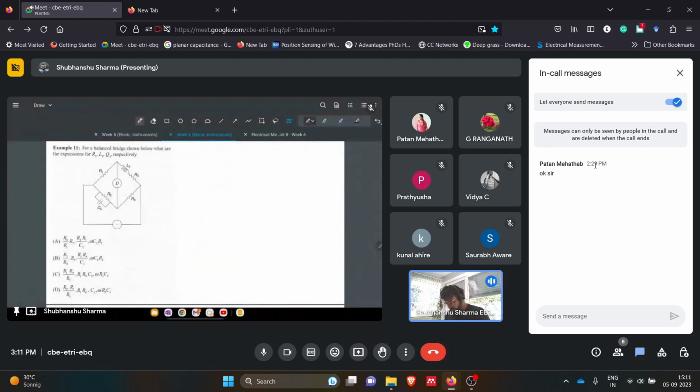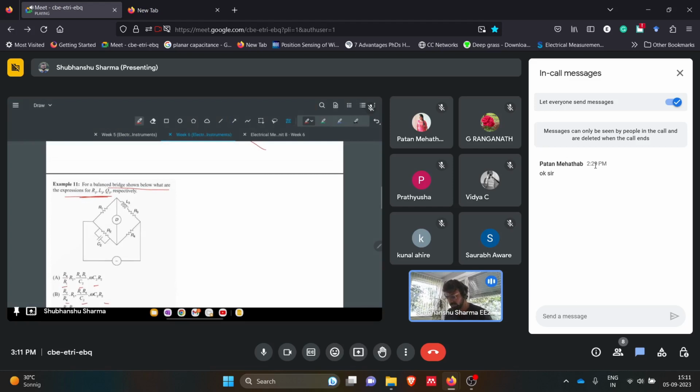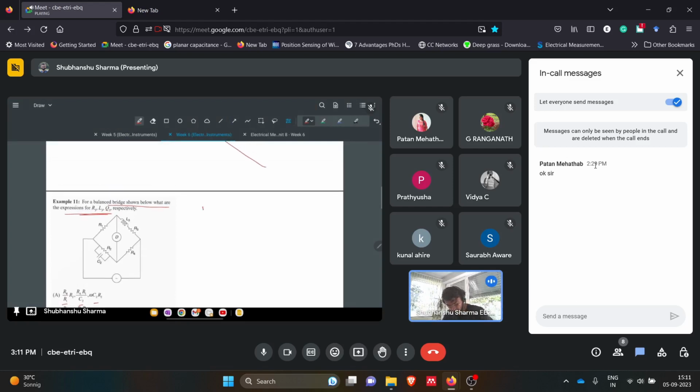So now the next question. It is kind of similar, but we have different conditions for the balanced state. For a balanced bridge shown below, what are the expressions for R3, L3, Q3? I will write the balance equation for you, but you can get to the answer on your own.